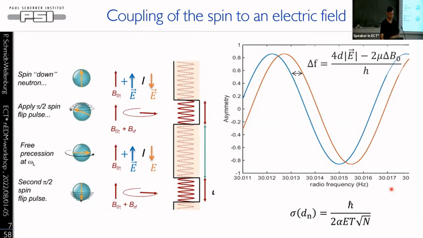So when you now apply an electric field, it's the same thing. You measure two of these central fringes with these four points, and then you take the difference. The only difference is that now you get an extra factor of 2 times E, so you want to go to very high electric fields for highest sensitivity.